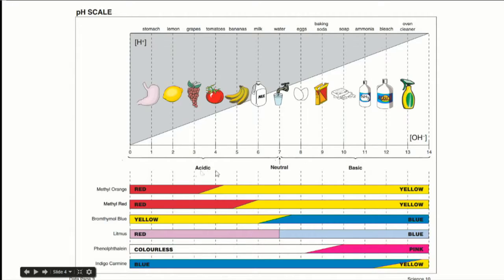It says everything over here is acidic, everything in the middle at 7 is neutral, and everything over here is basic. So you have something like stomach acid, which is hydrochloric acid, which has a pH of 1, and then 10 times less strong, higher pH is lemon juice, and then grape juice, tomatoes, bananas. Milk is slightly acidic at a 6, and then in the middle we just have water, which is completely neutral. And then basic, you have something like eggs, baking soda, soap, ammonia, bleach, oven cleaner.